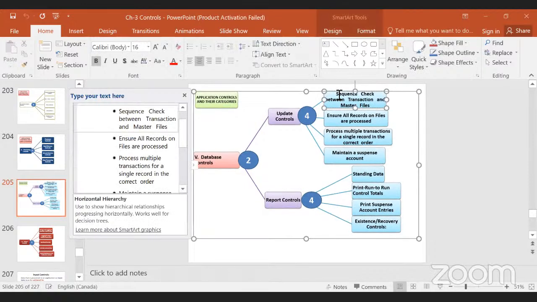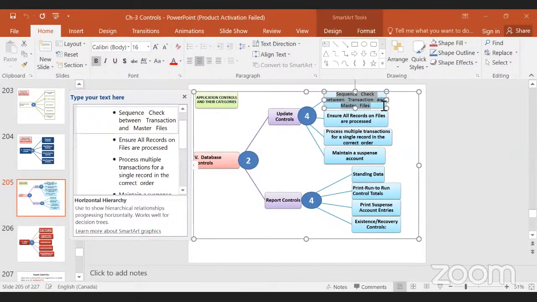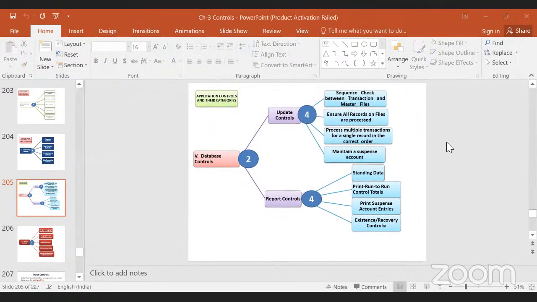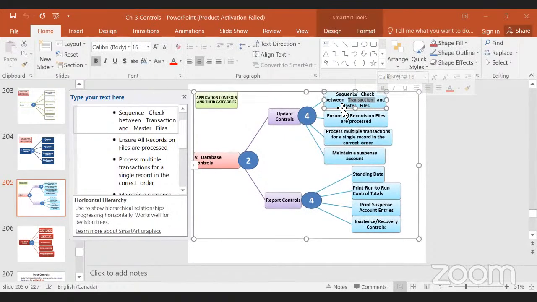Now, first one, update control: sequence checks between transaction and master file. We must understand what a master file is. For this, I will take the same example of train number, train name, etc., and the PNR number varies. The PNR number is the transaction, whereas the master file will contain all the information like train number, train name, etc. That won't change. But the transaction, namely passenger names, date of travel, gender, age, all these things are considered to be the transaction.